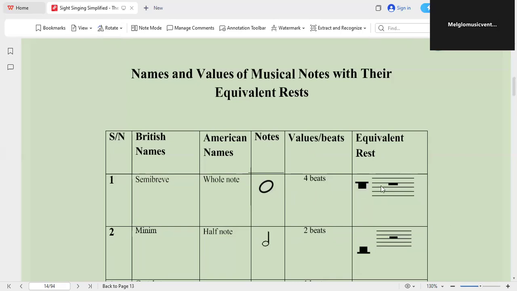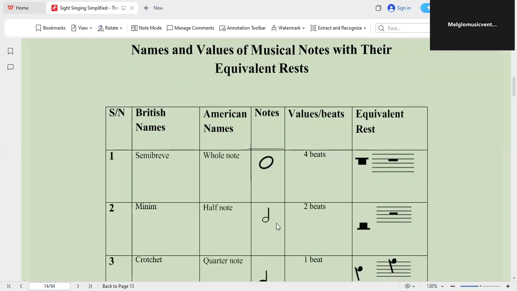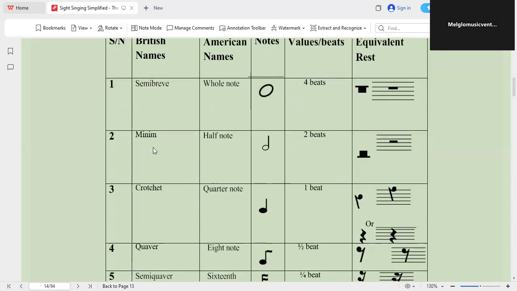When you see this, this is the rest and this is how it is represented on our staff. When you see something like this, it means keep quiet for 4 counts. In music, we make use of sound and silence. So if you see the rest, keep silent for 4 counts. If you see the note, make sound for 4 counts. And that goes for the minim, which is the half note. That's the American name. And this is the symbol. It means sound that note for 2 beats. For example, 1, 2. This is the equivalent rest symbol, and this is how it is represented on the staff.